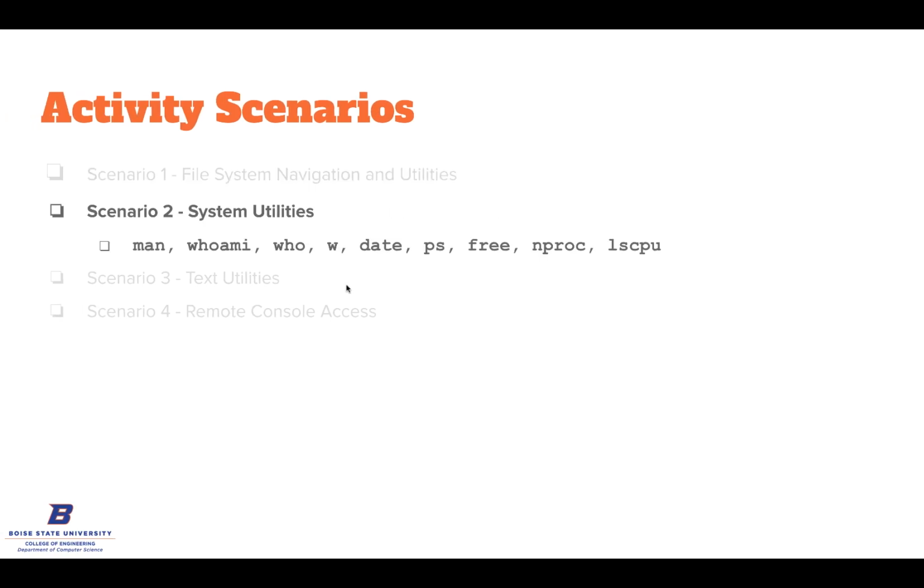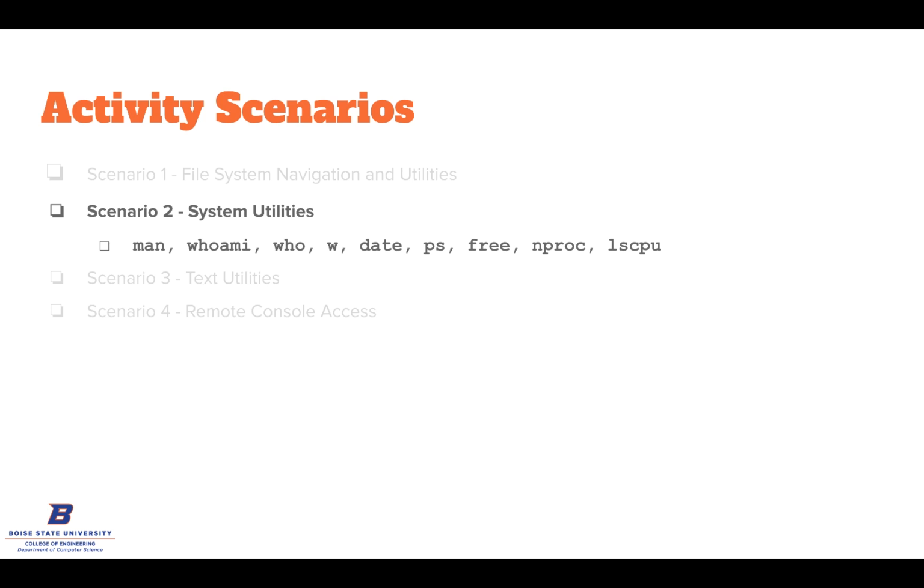In scenario 2, you will be using various system utilities. The man command will be the manual, so you can look up how to use any of the commands. whoami is going to tell you information about the user. who will give you information about who's logged into the system. w is another command that will get information about users. date will tell you the current date and time on the system. It also lets you set the date and time.